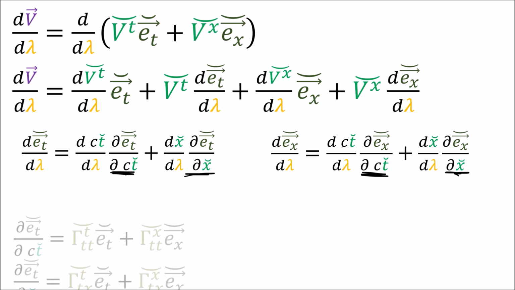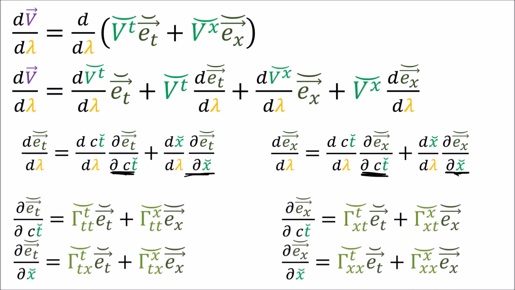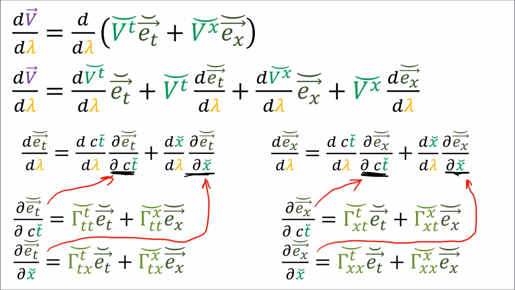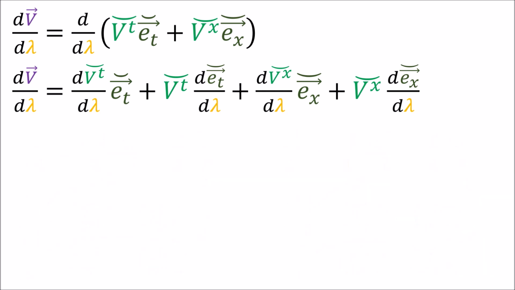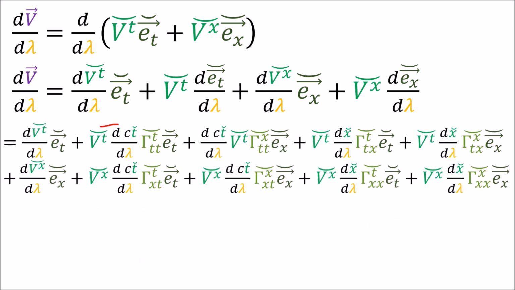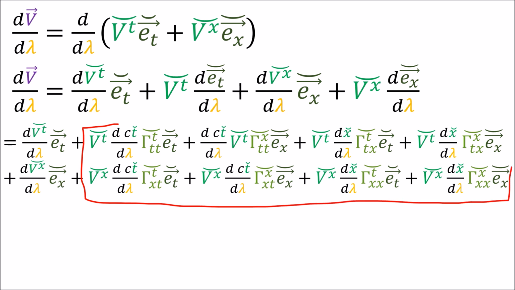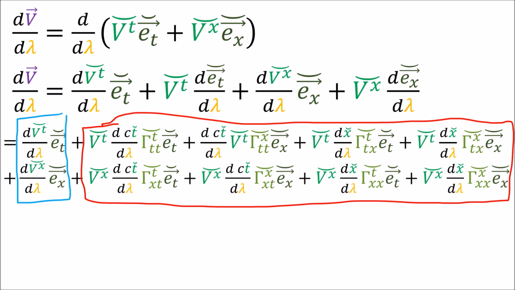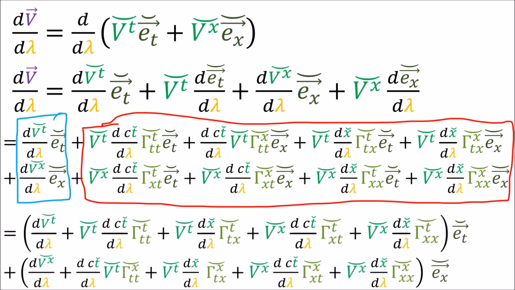Finally, we expand each basis vector derivative result, again, into the basis, using the Christoffel symbols as the components. This gives us 8 total terms related to the derivatives of the basis vectors, and 2 terms related to the derivatives of the original components. Of these 10 total terms, 5 of them are written with the time basis vector, and 5 of them are written with the x basis vector.